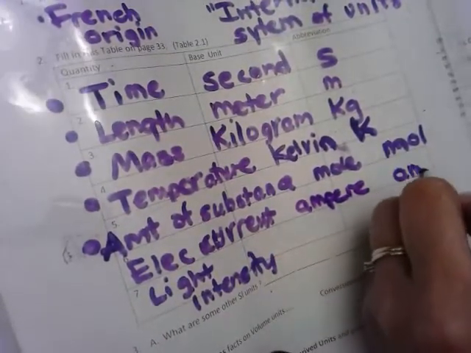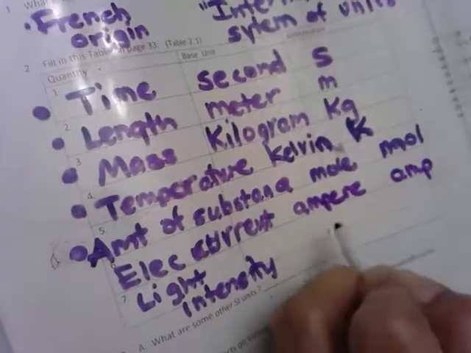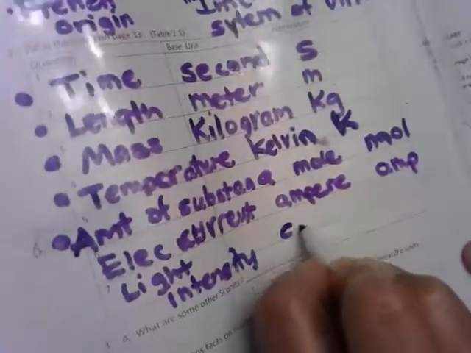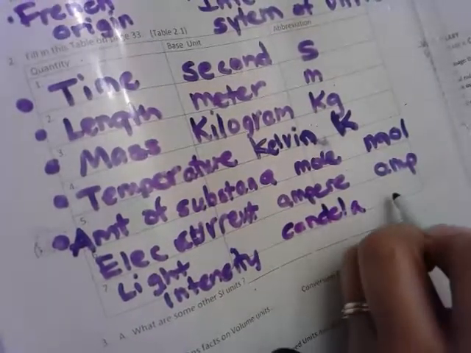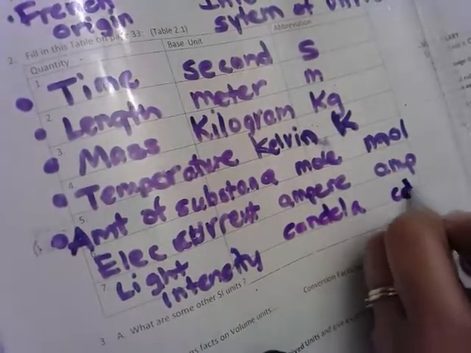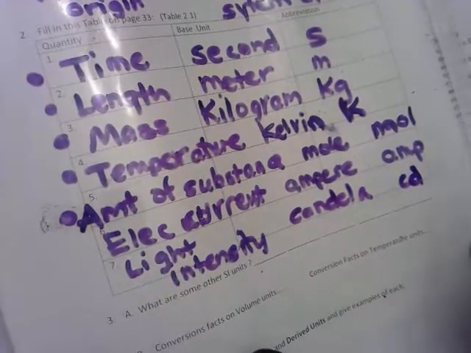Now, the electric current is the amp, the ampere, for AMP. They use that for electricity, and then the candela, which is the unit for light. And you can actually read candelas on a light bulb. I don't know how common it is. I've seen them. I've also seen them with lumens.